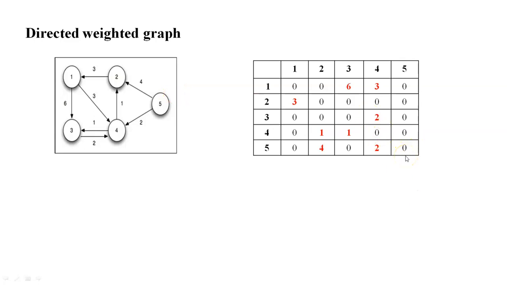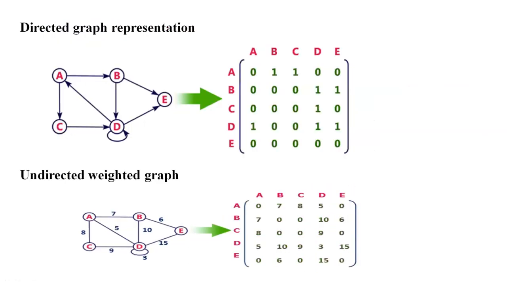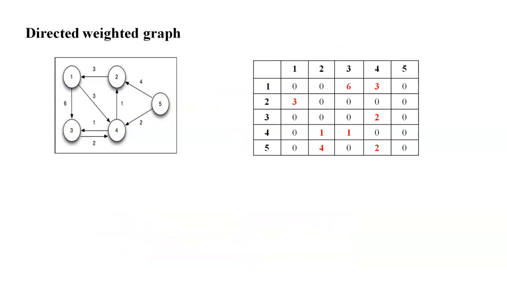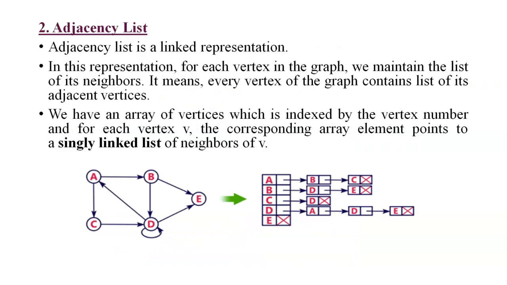So this is the 4 types of representing a graph in array format, or adjacency matrix format. The next representation format is adjacency list.